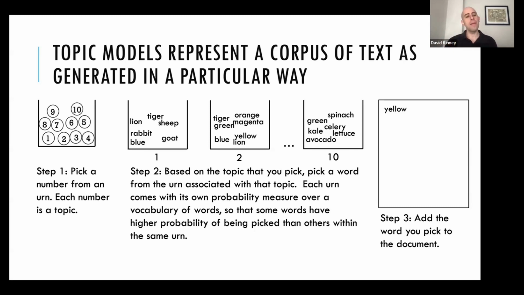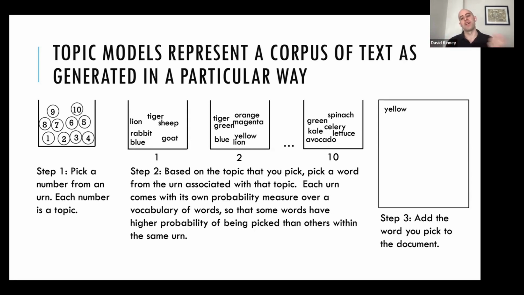That's step one. Now in step two, based on the topic you picked, you pick a word from the urn associated with that topic. The same word can appear in multiple urns, but each urn is going to have some probability measure over this vocabulary of words, such that some words are going to have a higher probability of being picked than others from within the same urn.